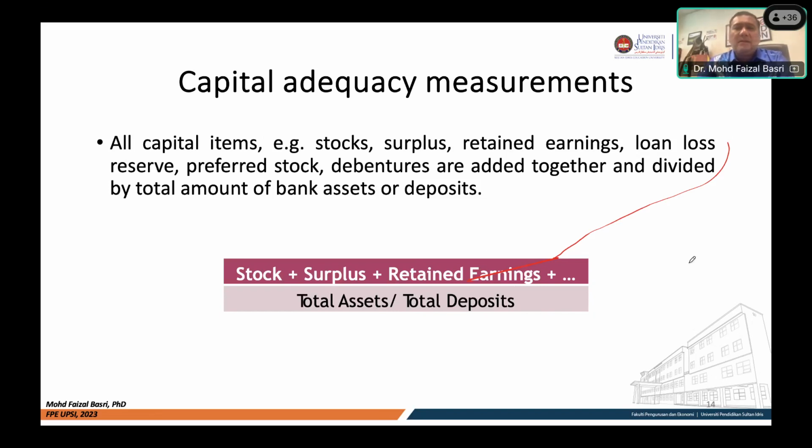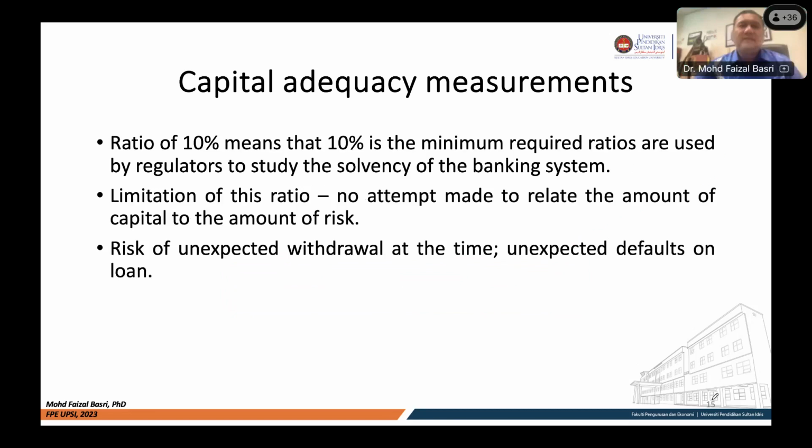About the formula and the ratio, maybe we will just go through it, but the one that you are going to do is the one at the very end of the topic. We will go through that later. A ratio of 10% means that 10% is the minimum required ratio used by regulators to study the solvency of the bank. This is the current ratio I told you about earlier, because of the risk of unexpected withdrawals at any time and also unexpected defaults on loans. So that's why they keep this 10% as a minimum required ratio.